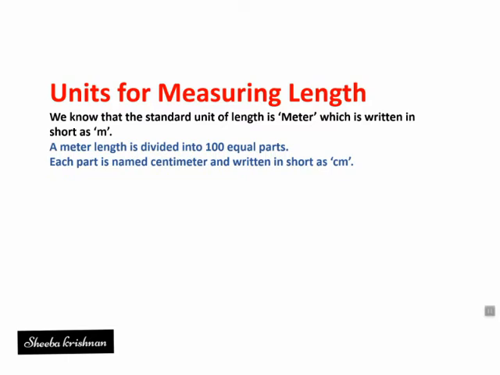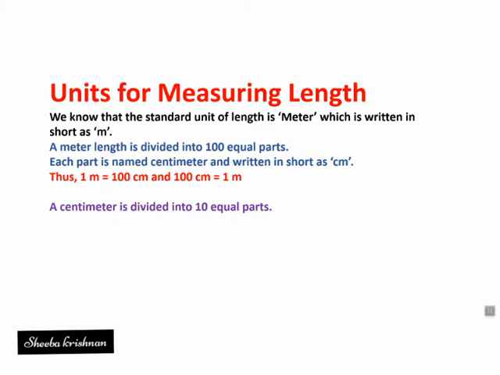And a meter length is divided into 100 equal parts. Each part is named centimeter and written in short as cm. Thus, 1 meter is equal to 100 centimeter, or we can say 100 centimeter is equal to 1 meter.